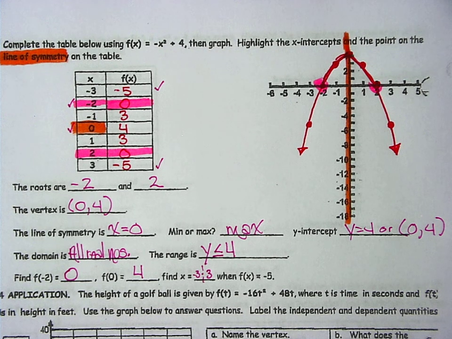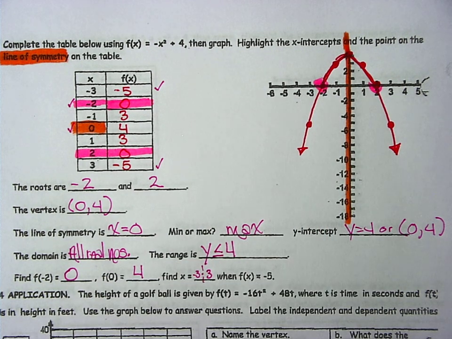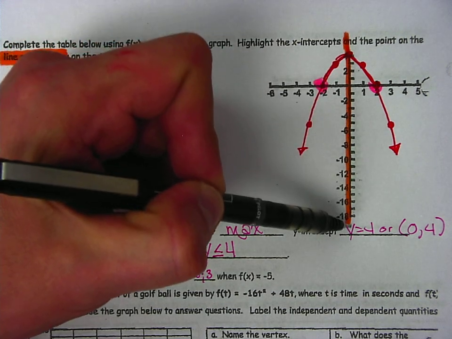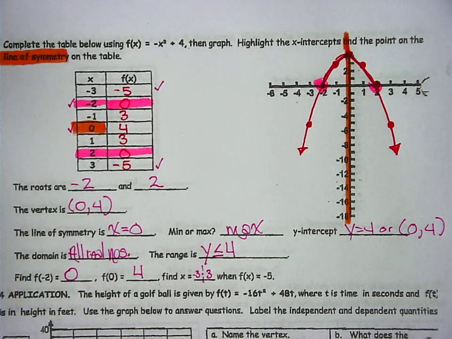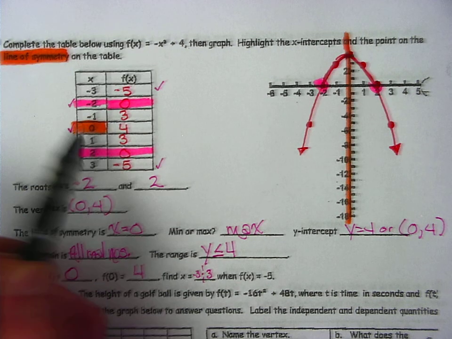And then I went ahead and just like the last example, identified all my important points. I have my x-intercepts at -2 and +2. So this graph's nice and symmetric. It hits at opposite equal numbers. My line of symmetry goes right through here at the y-axis, which is also referred to as x equals 0, because it's right in the middle where x equals 0. And then I have identified the roots here and my line of symmetry here.